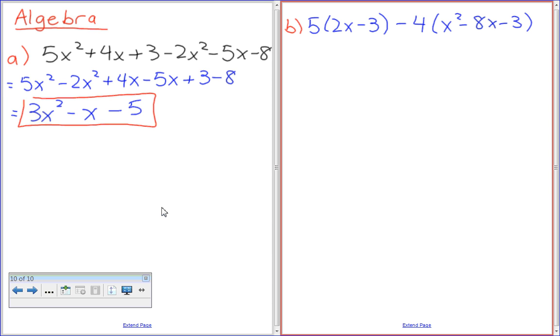Can you do the first bracket for me, please? FOIL, so it'll be 10x, take away 15. Okay, stop right there. And you run. Go ahead. 4x squared. Plus 32x.